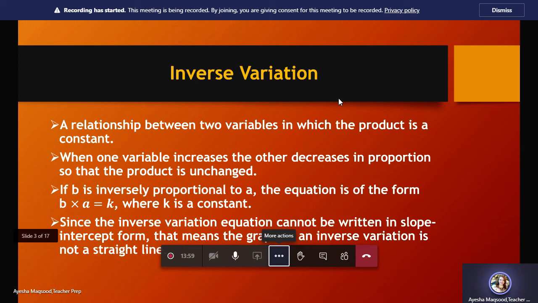If B is inversely proportional to A, the equation is of the form B multiplied by A equals K. Relating to the first definition that we have studied, every time you multiply the two variables, the product will always be a constant K, which is called the constant of variation. Since the inverse variation equation cannot be written in slope-intercept form, the graph of an inverse variation is not a straight line.